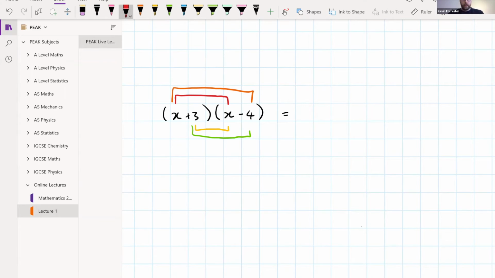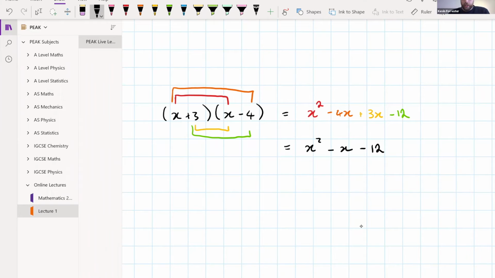So the first two terms are going to be x's. So x times x is x squared. Our outer terms are going to be x times by minus 4, which is minus 4x. Our inner two terms are 3 and x. So we're going to multiply those to get plus 3x. And then we have our last terms, which is going to be plus 3 times by minus 4. Now 3 times minus 4 equals minus 12. And then we've got to do a simplification process. X squared minus x minus 12.